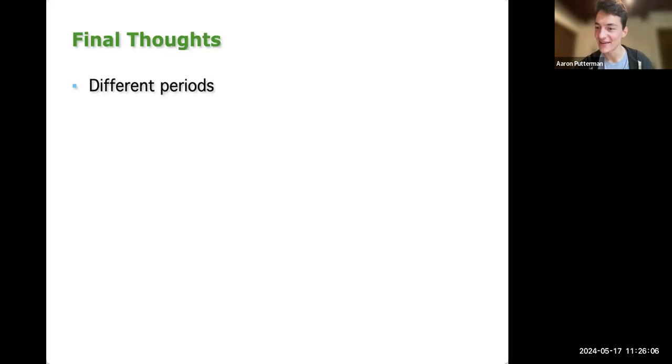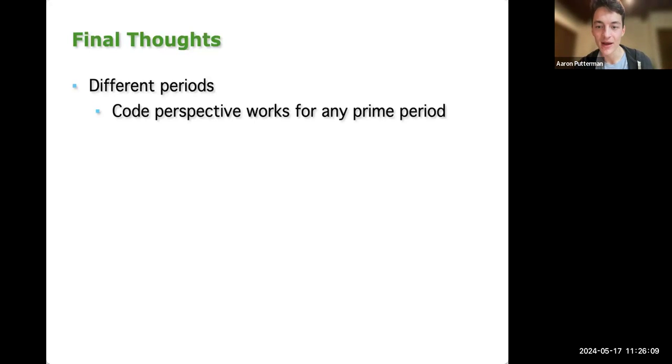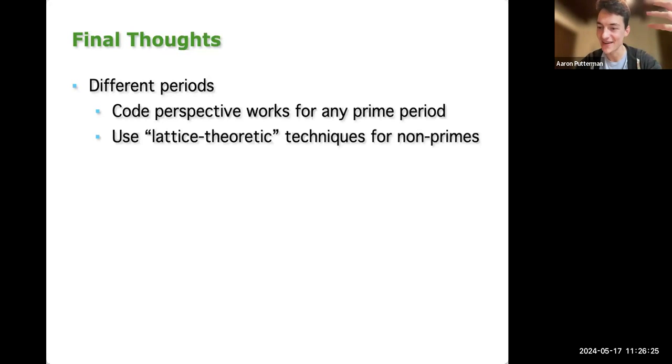I've been very vague, and we only talked about period 2. It turns out that this coding theoretic perspective will work for any prime period. In general, codes are defined over arbitrary fields F_q. So for any prime period p, we'll be able to do this kind of sparsification result. What's left then is to use a different technique for non-prime fields, or non-prime groups. And here it turns out that, with more complex machinery, we can take a lattice theoretic perspective to deal with predicates that have a non-prime period.